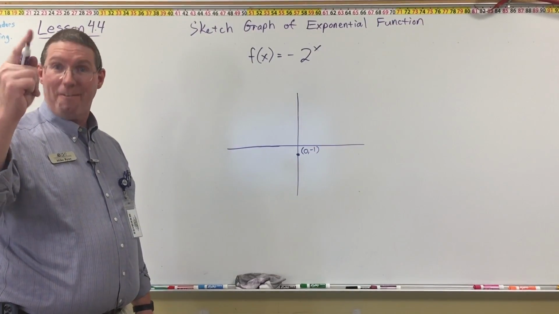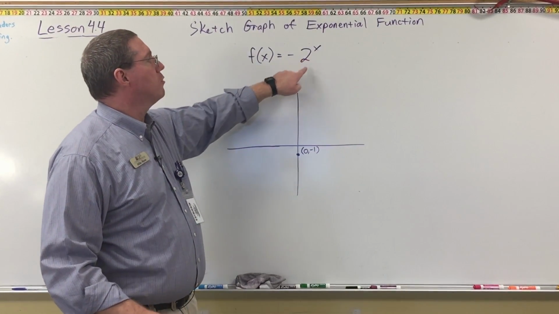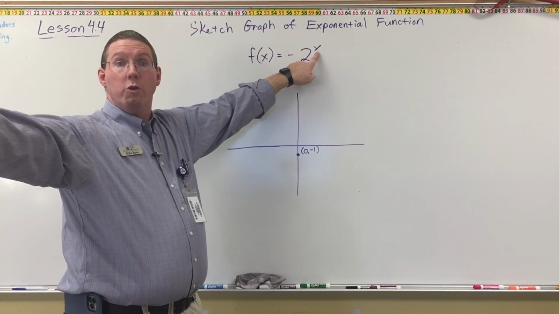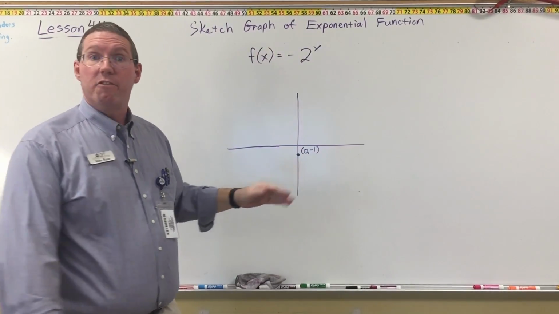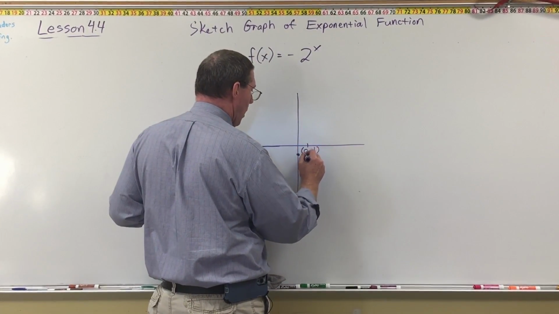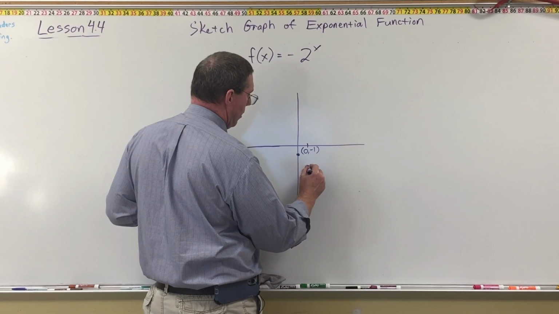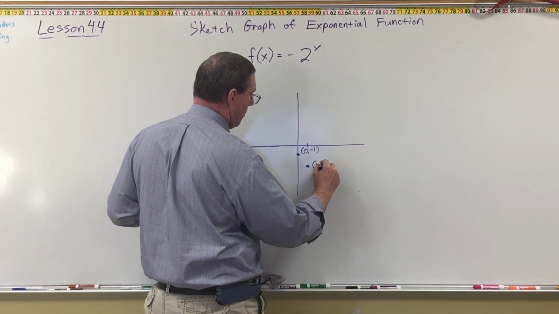F of 1. That's right. So if I put a 1 here, 2 to the first power is 2, but it's negative now, right? So now we're plotting 1, negative 2, right? So here's 1, and we're going to go down to negative 2, which is right here, and we're plotting the point 1, comma, negative 2.